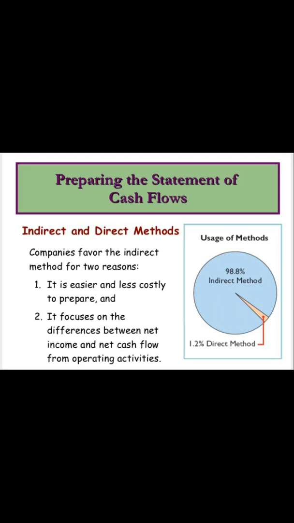I have told you that it is less complicated than the direct method, and it requires very limited information which can be easily available from the three sources which I told you: from the balance sheet, PL statement, and by the notes. And it focuses on the difference between net income and net cash flow from operating activities. That's why indirect method is more popular and it's more used practically by the organizations.